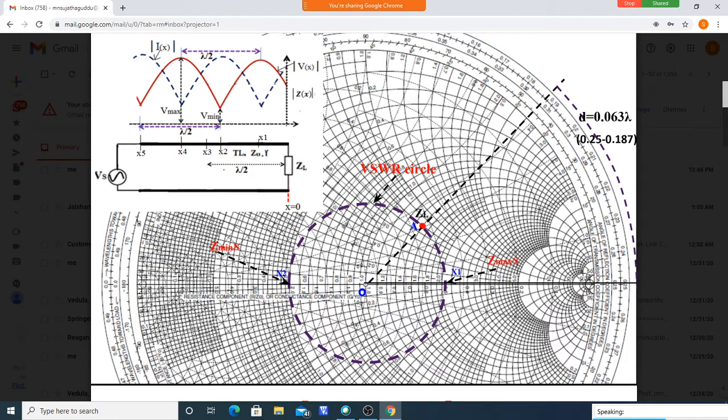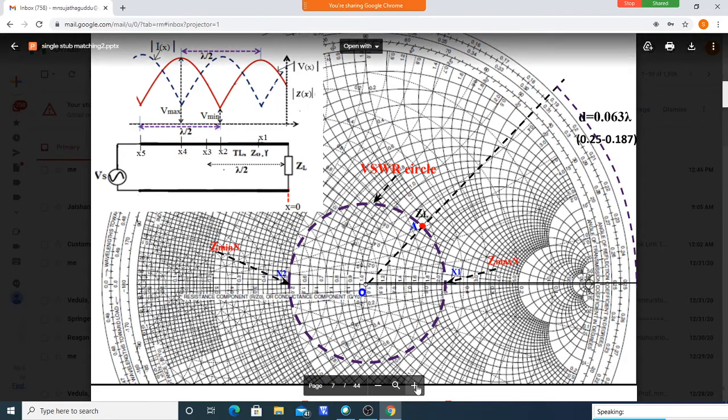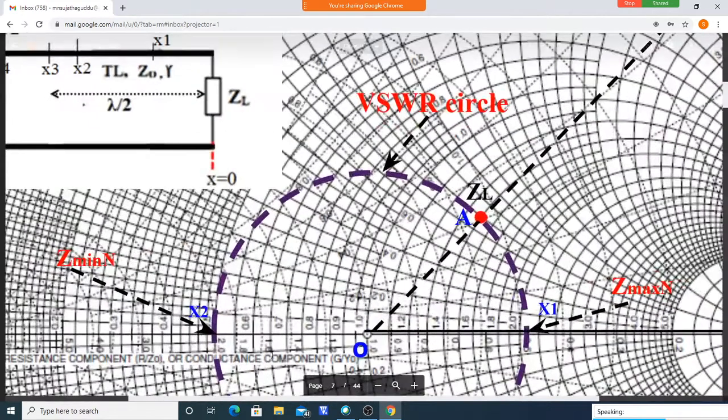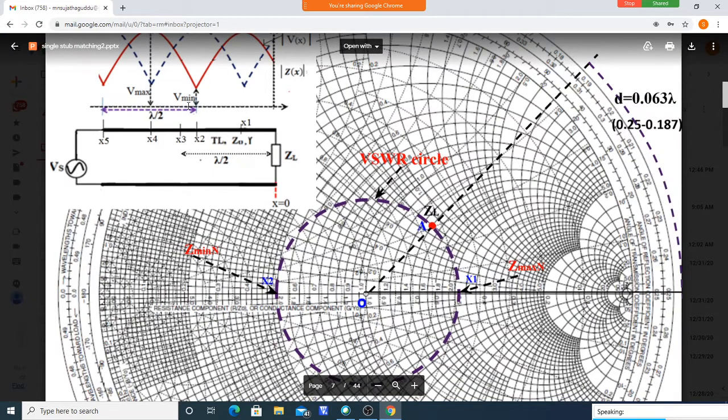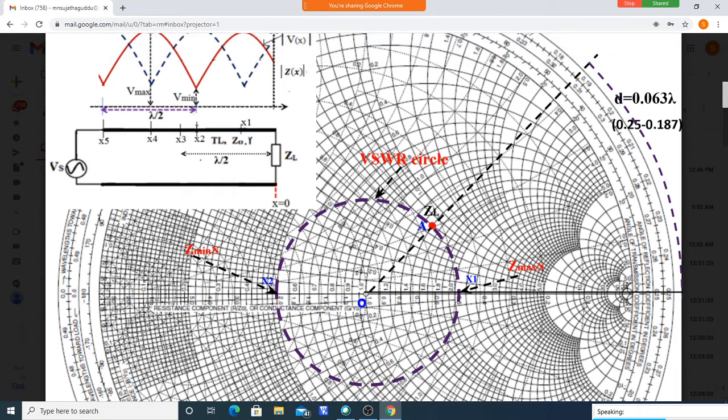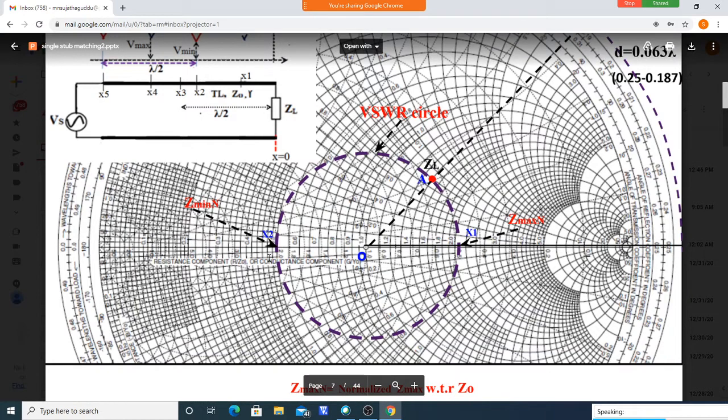Read the impedance here. Impedance means again the R circle value. At this position, read the R circle value. It is 0.5 maybe. So this value is 0.5 here. Multiply that by the characteristic impedance. That is the minimum impedance at x2. So we observe the minimum impedance here.